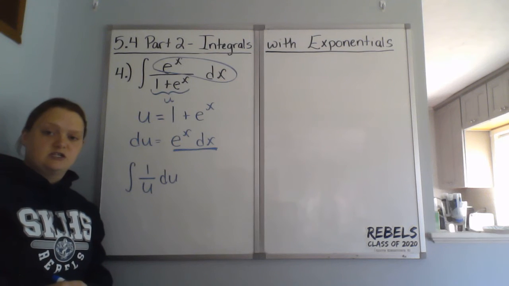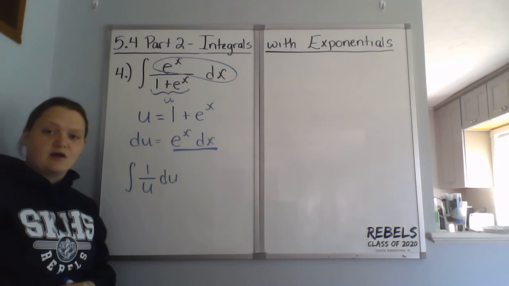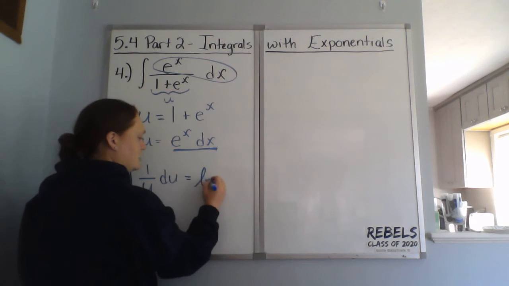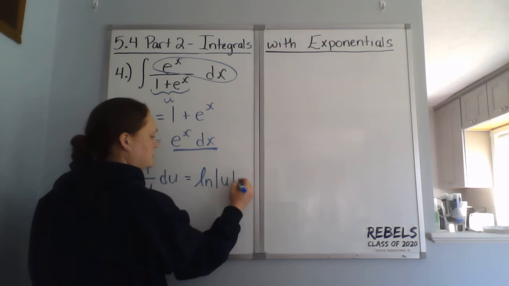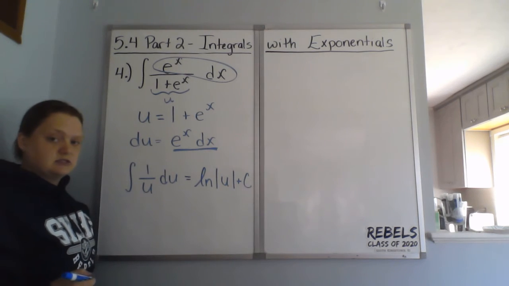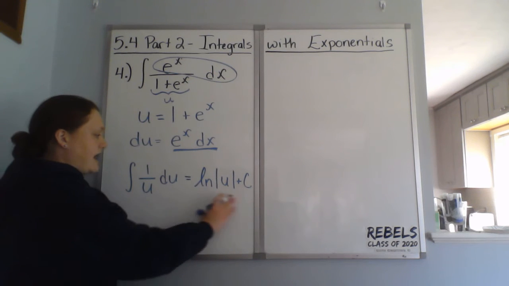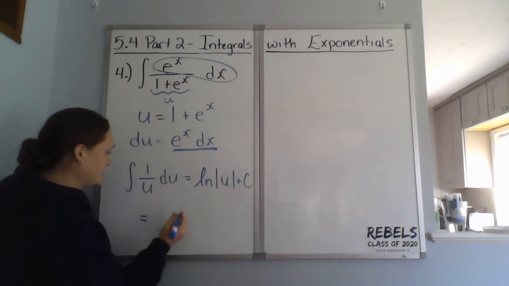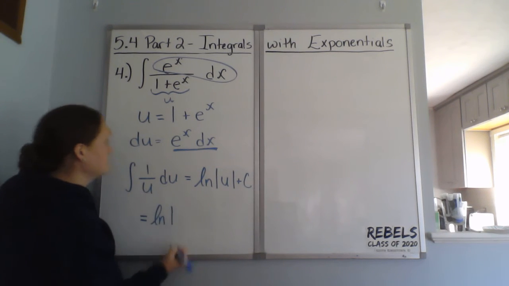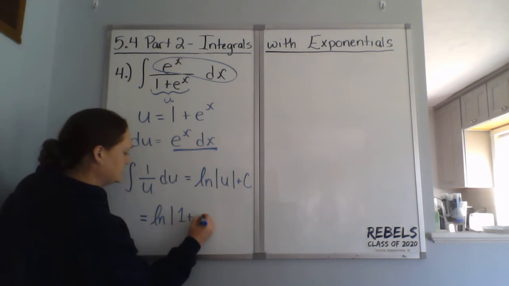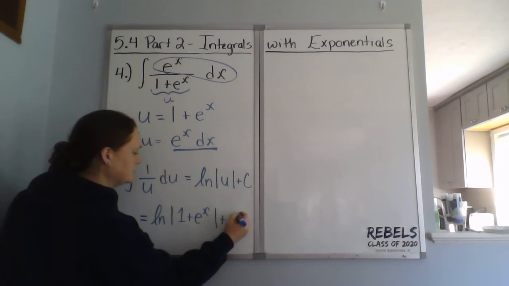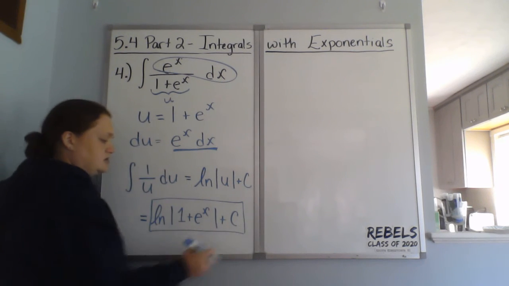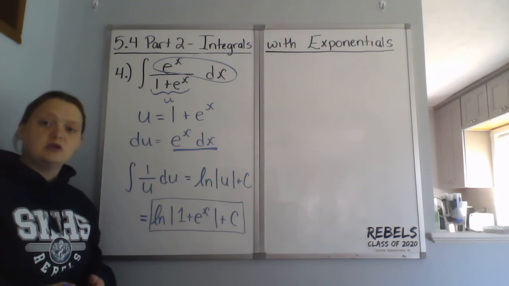And we should know what the antiderivative of 1 over u du is. We spent a lot of time working on that in section 5.2. The antiderivative of 1 over u is the natural log of the absolute value of u. Don't forget to write the plus c because it's a general antiderivative, okay? So that's our antiderivative. Now we just need to replace that u and we're finished. So the final answer for this is going to be the natural log of the absolute value of 1 plus e to the x, because that's what our u was, plus c, okay? So very different. It turned into a natural log problem instead of an e to the u problem.